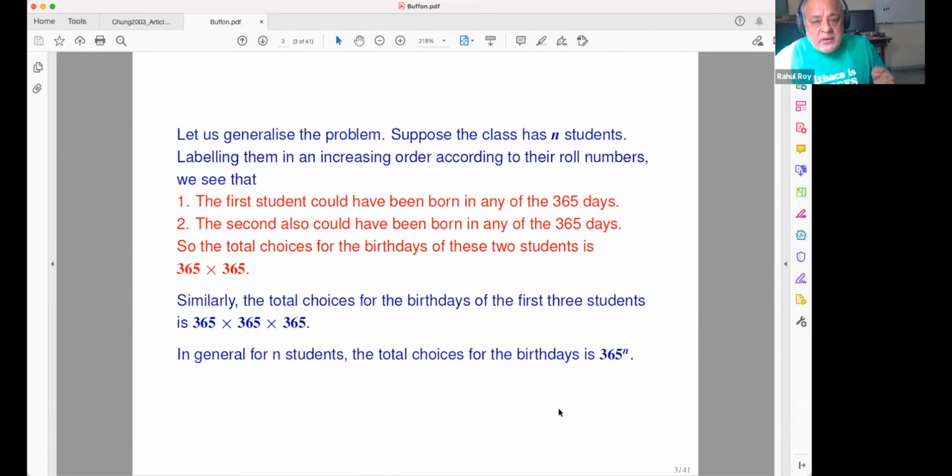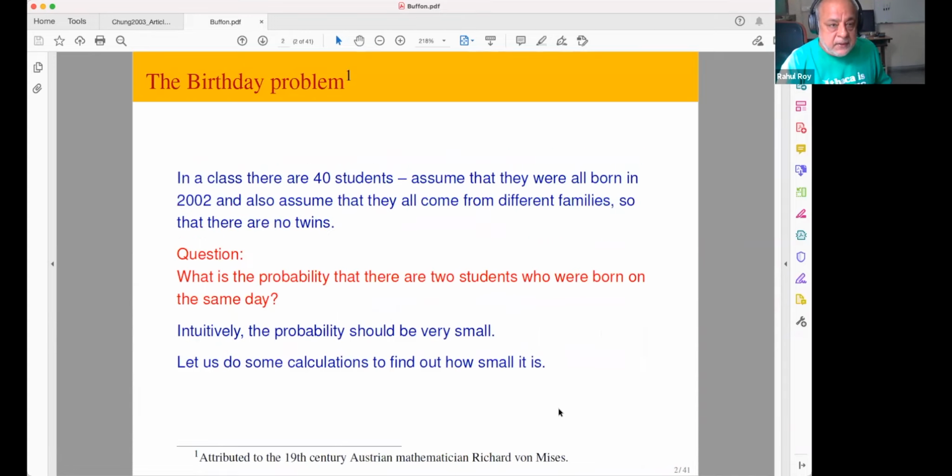Labeling them in an increasing order according to their roll numbers, we see that the first student could have been born in any of the 365 days of the year. The second also could have been born on any of the 365 days in the year. So the total choices for the birthdays of these two students is 365 times 365. Similarly, the total choices for the birthdays of the first three students is 365 cubed. In general, for n students, the total choices for the birthdays is 365 to the power n.